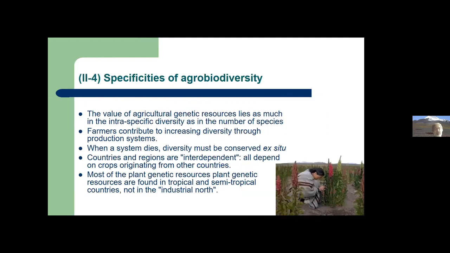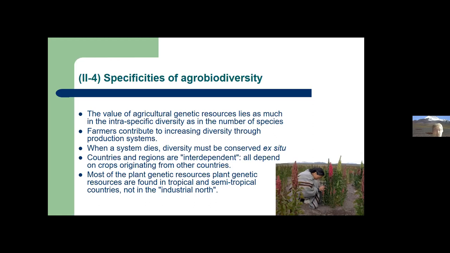The main specificity of our topic is that the value of agricultural genetic resources lies as much in the infraspecific diversity as in the number of species. Farmers contribute to increasing diversity through production systems, but when a system dies, diversity must be conserved ex situ. Countries and regions are interdependent. All depend on crops originating from other countries.